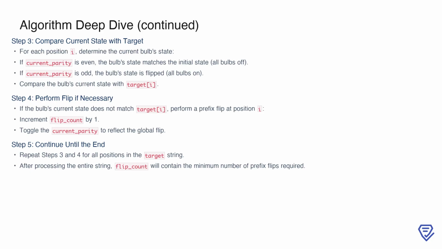After determining the current state, we compare it with the target state at the same position. If the two states don't match, this means a prefix flip is required at that position. Performing a prefix flip involves incrementing the flip_count by 1 and toggling the current_parity variable to reflect the global flip. This process continues for each bulb position in the target string, ensuring that the number of flips is minimized while transforming the bulbs to match the target state.